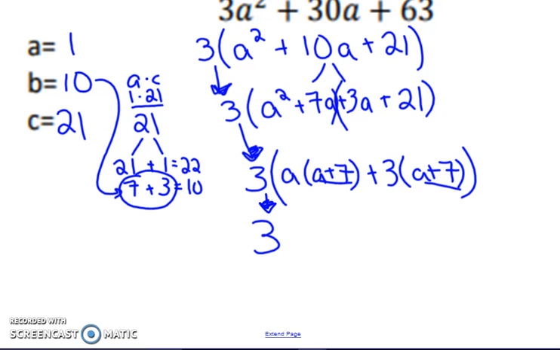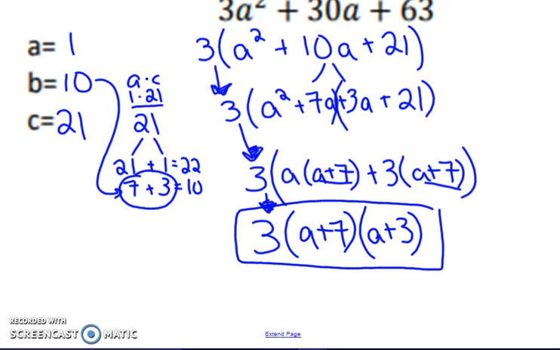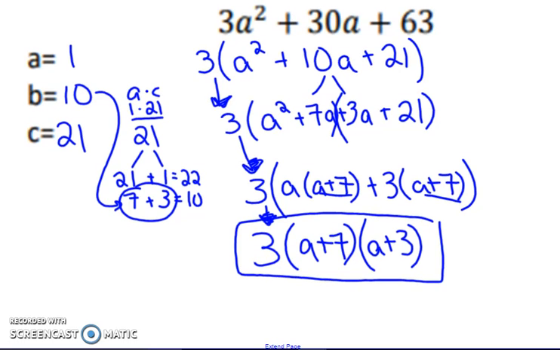Again, still bringing down that GCF. We have 3 times a plus 7, and what's left is an a plus 3. All three of these terms are considered factors to the original equation, 3a squared plus 30a plus 63. So make sure if you factor out a GCF, it needs to come down throughout your problem. It needs to be there. If we just do a plus 7 and a plus 3, you're going to get a squared plus 10a plus 21. Well, that's not my original equation. It's 3 times all of that.